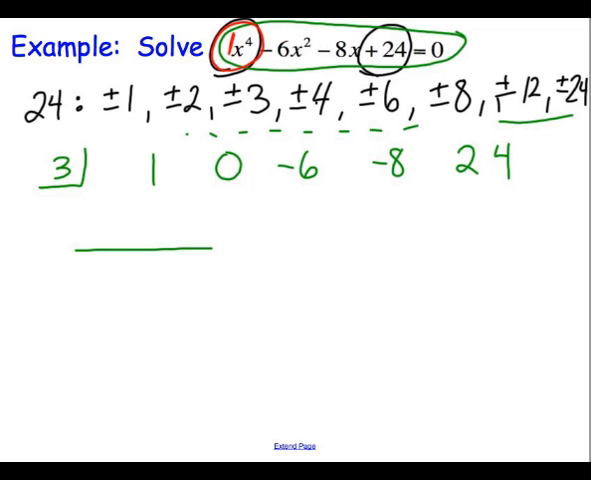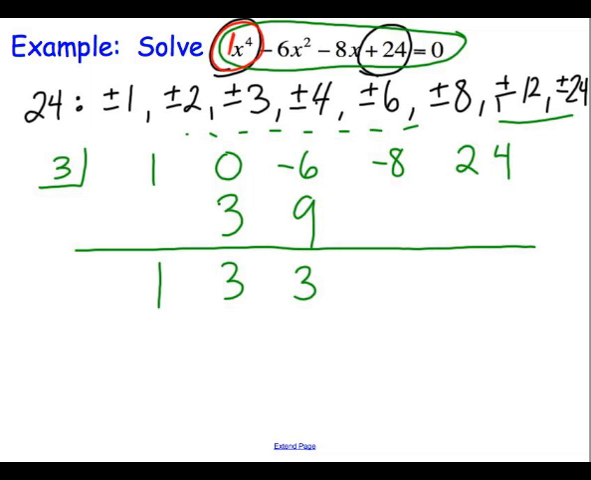Okay? So synthetically dividing, we drop the 1, 3 times 1 is 3. Add, multiply, we get 9. Add, we get 3. Multiply, we get 9. Add, we get 1. 3 times 1, we get 3. And it looks like we're not going to get 0. And that's our whole goal, is to completely factor and get rid of something. So 3 did not work.